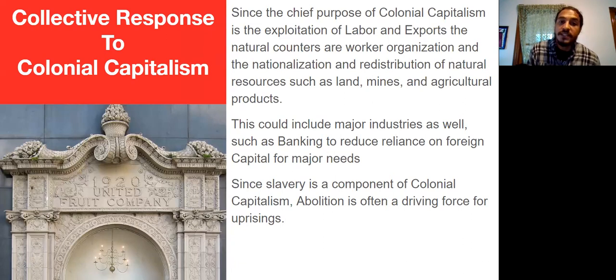So, the collective response to colonial capitalism. Since the chief purpose of colonial capitalism is the exploitation of labor and exports, the natural counters are worker organization and the nationalization and redistribution of natural resources, such as land, mines, and agricultural products. This also sometimes includes major industries, such as banking, so that the state is less dependent on foreign loans and foreign capital. Since slavery is a component of colonial capitalism, abolition is often a driving force in their uprisings.